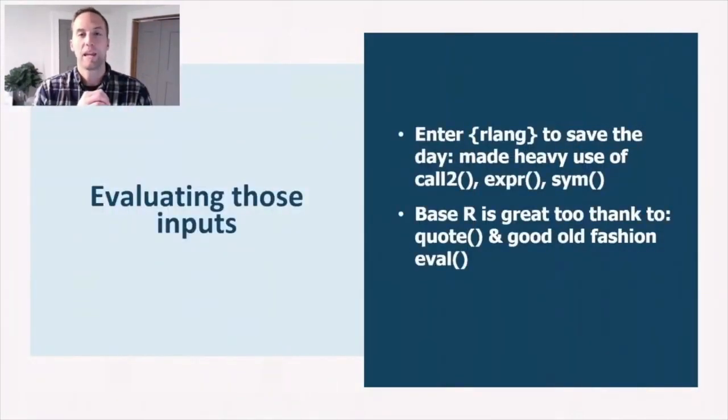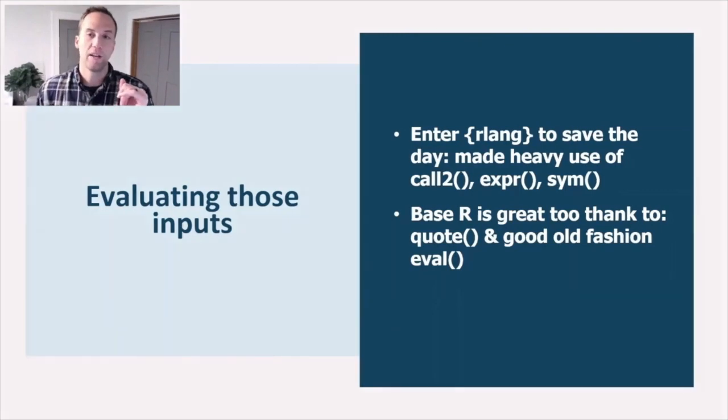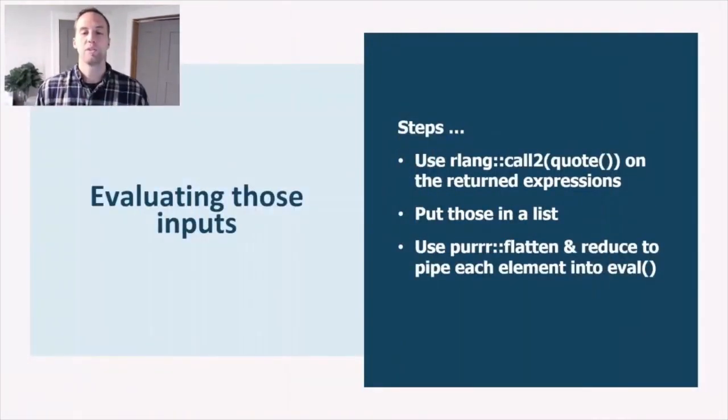Evaluation of the inputs became a slightly easier task thanks to rlang and base R. We heavily use call2, expr, and sym from rlang. From base R, we use quote and good old-fashioned eval. So if you recall the steps, we used the call2 and quote duo on any returned expressions. We put those all into a list. And then we used purrr's flatten and reduce to be able to evaluate each object using pipes.